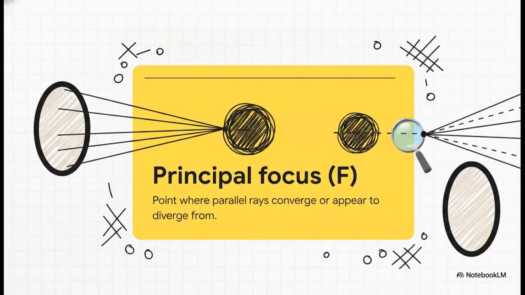Next, we have the principal focus. We denote this with a capital F. Now, when light rays travel parallel to the principal axis, they behave quite differently depending on the type of lens. For a convex lens, these parallel rays come together or converge to a single point on the axis. But for a concave lens, the rays scatter away from one another, meaning they diverge. If you trace them back, they appear to be coming from a specific point on the axis. That specific point, in both cases, is the principal focus.